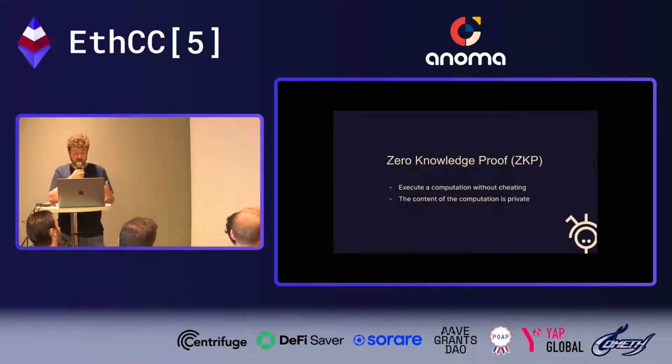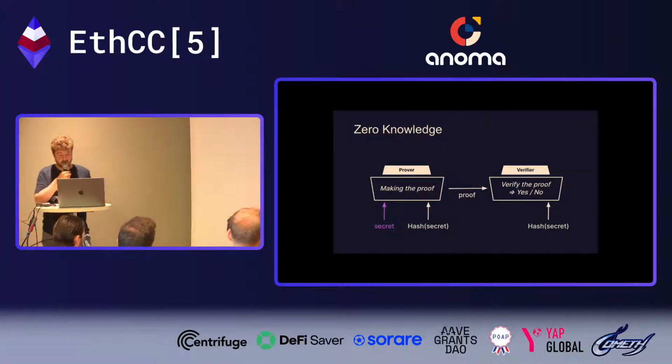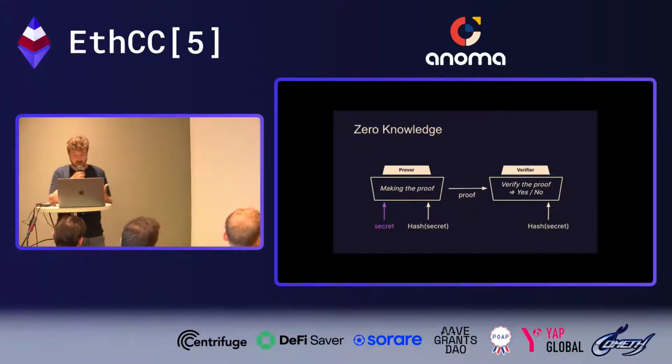So I like to present it as you can execute a computation without cheating in the computation, and the content of this computation remains private. So the prover is making the proof, it sends the proof to the verifier, and the verifier will say if it's true or false. So for instance, if we know a secret and hash this secret, you can prove to the verifier that you know the secret which was hashed without revealing the secret.